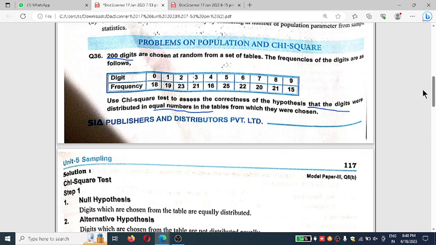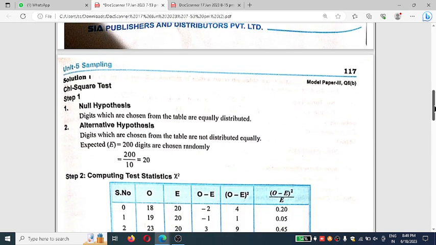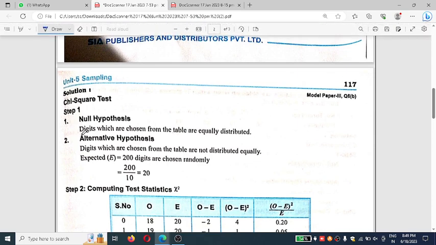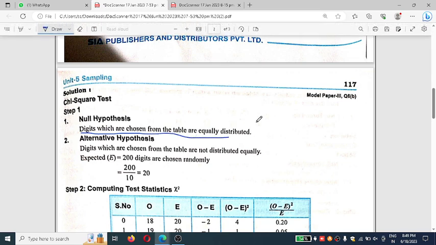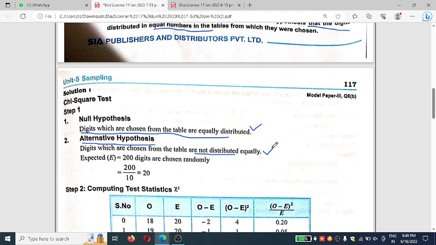The first step is the null hypothesis. The null hypothesis will always be the question point. That is, the digits chosen from the table are equally distributed. Whatever the question you get, that will be the null hypothesis. The alternative hypothesis will be the opposite of the question. We will just write not distributed equally. Here it is equally distributed, so whatever the opposite of it is, we will write in the alternative hypothesis.